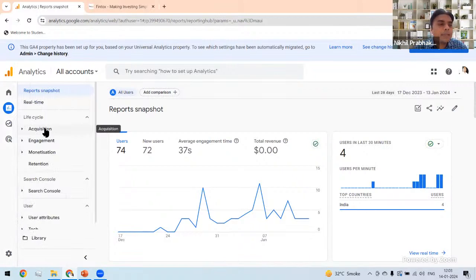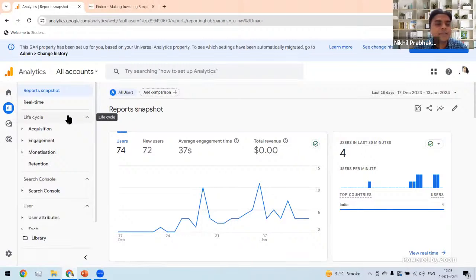How are we acquiring customers? That is acquisition. Are people engaging with our website? Are they clicking, going to the other pages? Are they maybe clicking, downloading something from your website, watching a video? That is engagement. And are people paying money? Are they making purchases? Is the monetization happening? That is the third report. If you include real time, then it's the fourth report. And that is all we are getting to understand in Google Analytics.